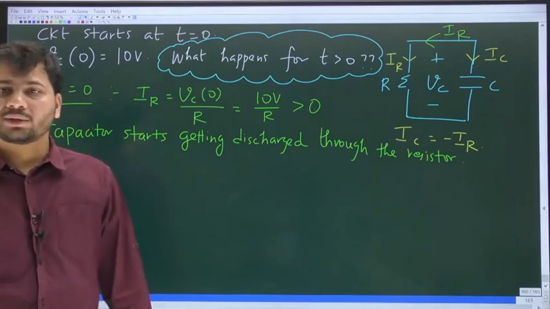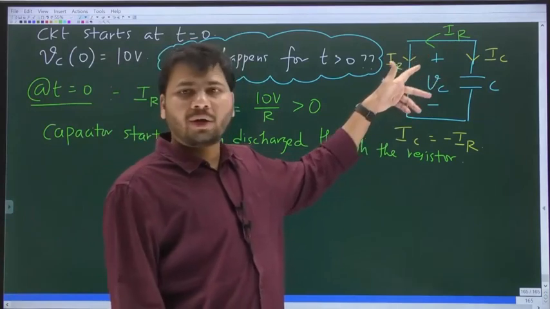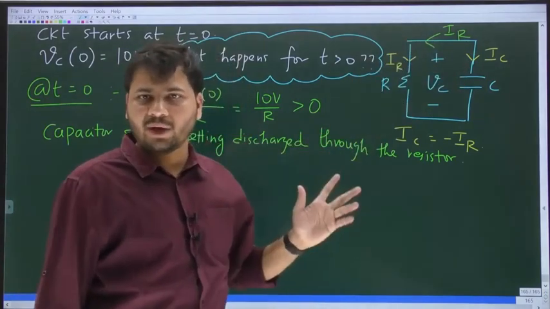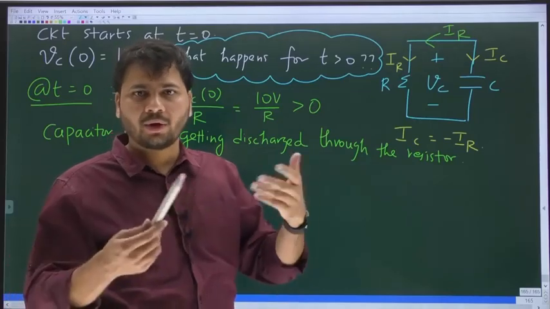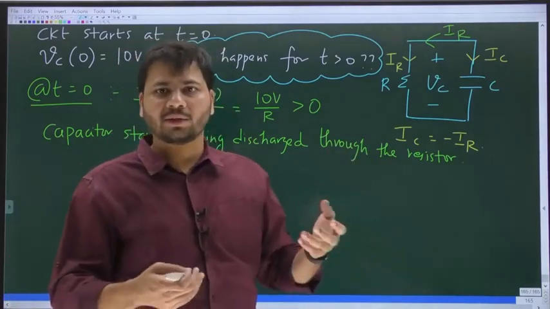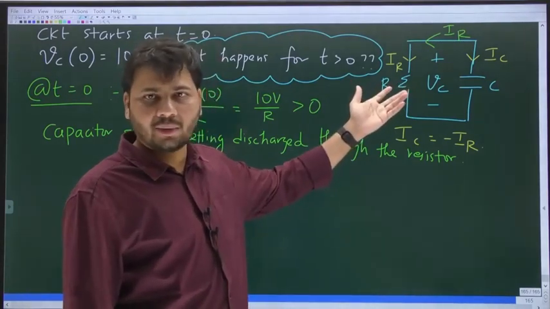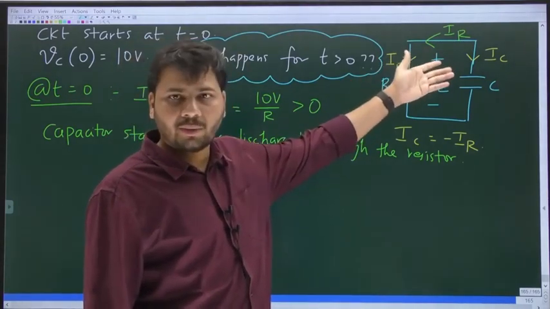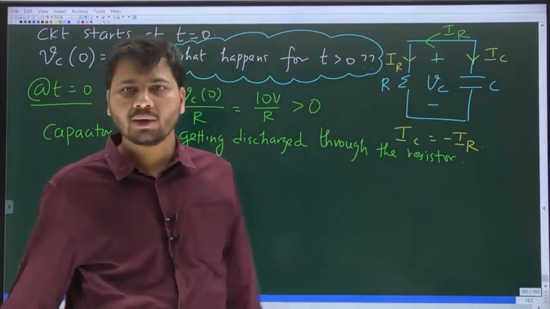The capacitor starts getting discharged through the resistor, because it is very simple. The moment you connect the resistor across the capacitor, the resistor will start drawing current. And whatever current is drawn by the resistor will actually be drawn from the capacitor. If you draw current from a capacitor, the cap will get discharged.